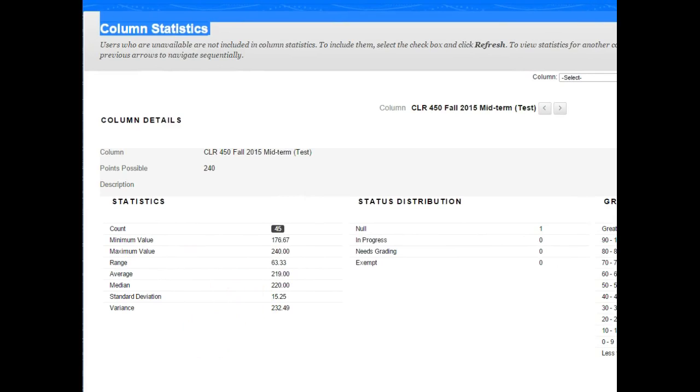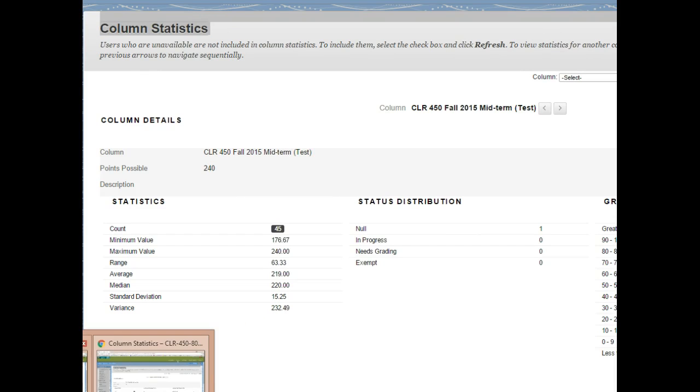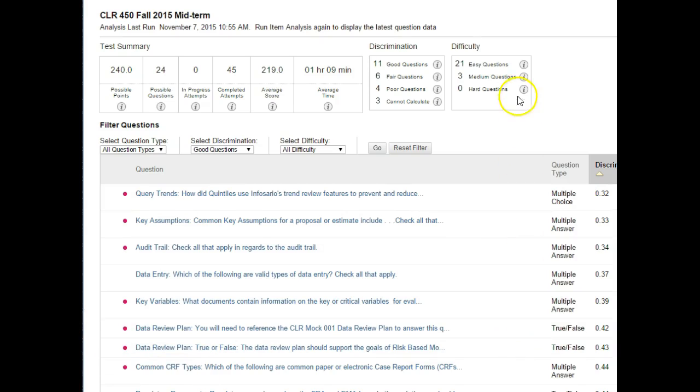I did want to take a look and see if there were any patterns in the questions that you missed, so that I either knew that I had a bad question and I had to fix it, or that there were concepts that we need to go back and take a look at.